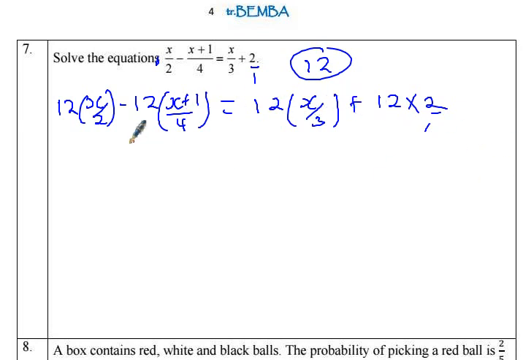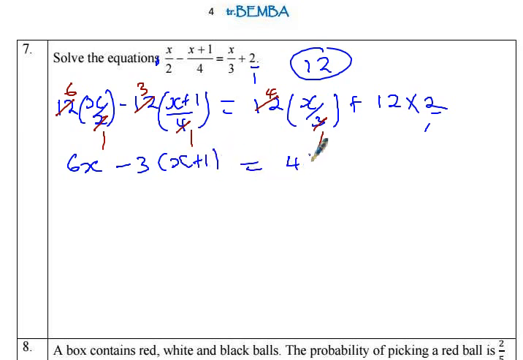Okay? And when that is done, then we can simplify: 2 into 12 is 6, 4 into 12 is 3, 3 into 12 is 4, and then this is already a 1. Okay, so we can continue now. We can write this as 6x minus 3 into x plus 1 is equal to 4x plus 24.